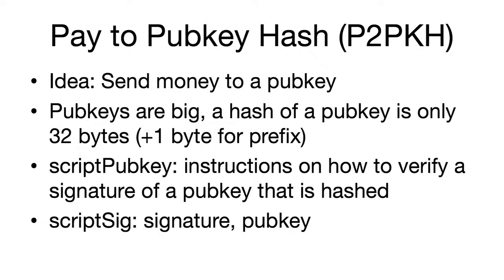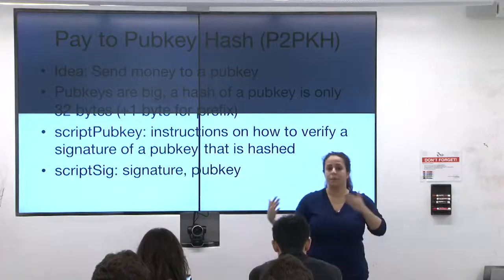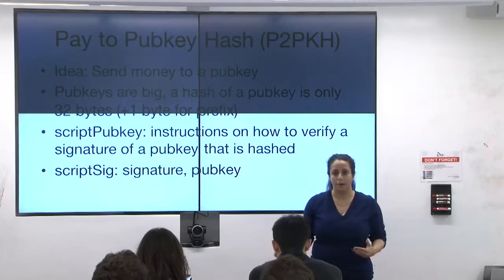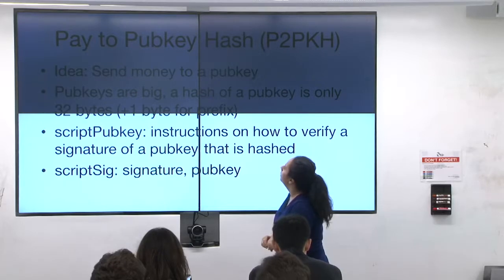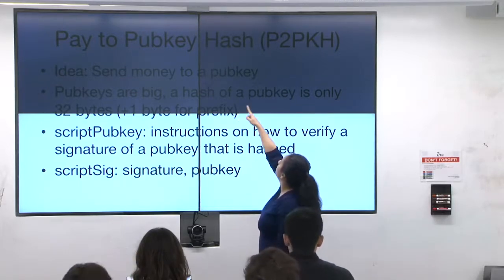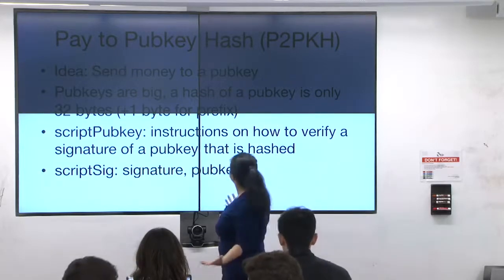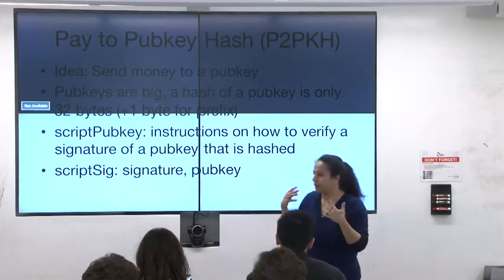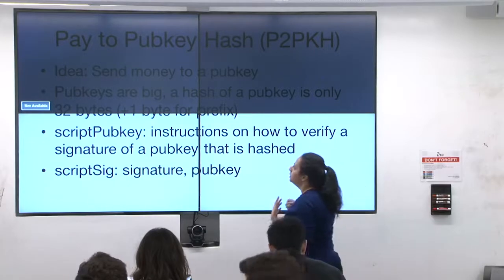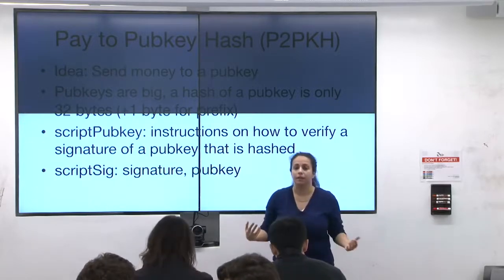So let's talk about the most common Bitcoin script, which is pay to pub key hash. The idea here is you want to send money to a public key. So Alice has Bob's public key, and Alice wants to pay Bob, and so Alice wants to send money to Bob's public key. The reason that this is called pub key hash is that public keys are kind of big, and you can make this nice observation that you don't necessarily have to put the whole public key in the output.